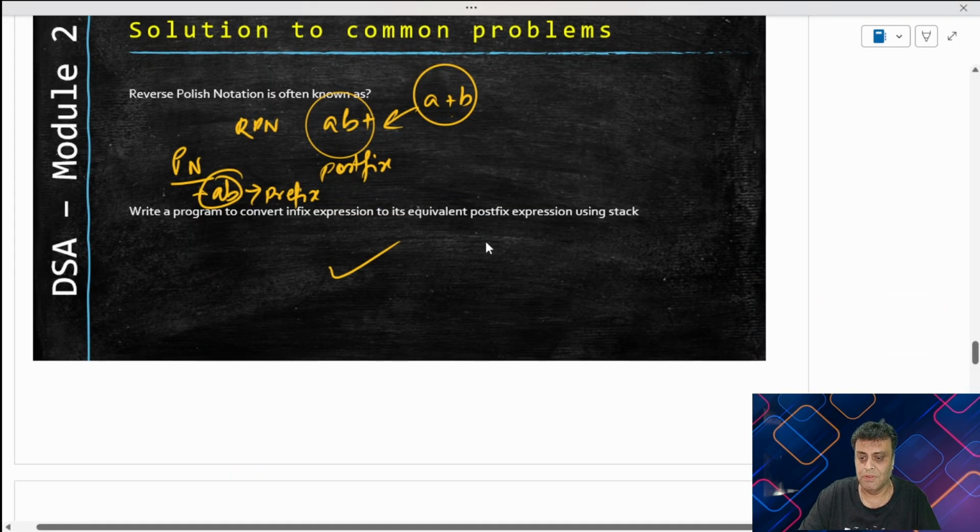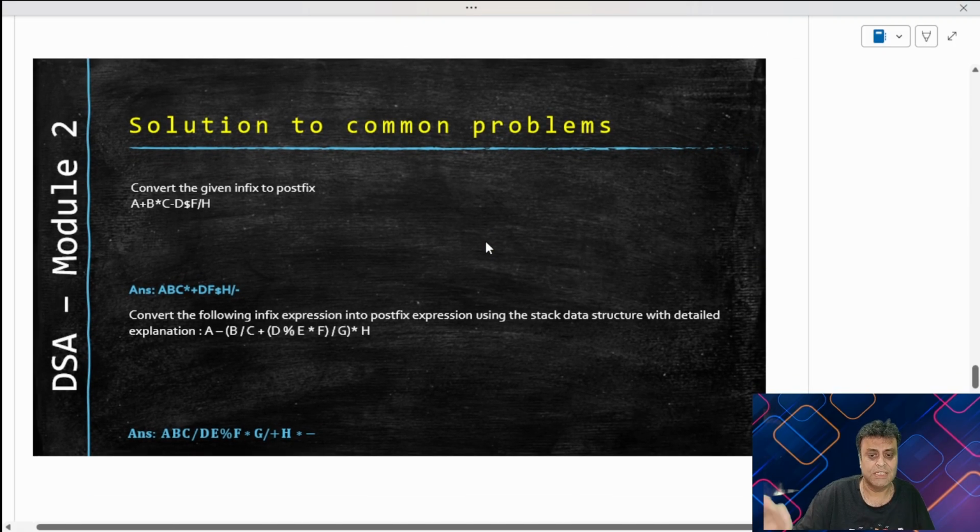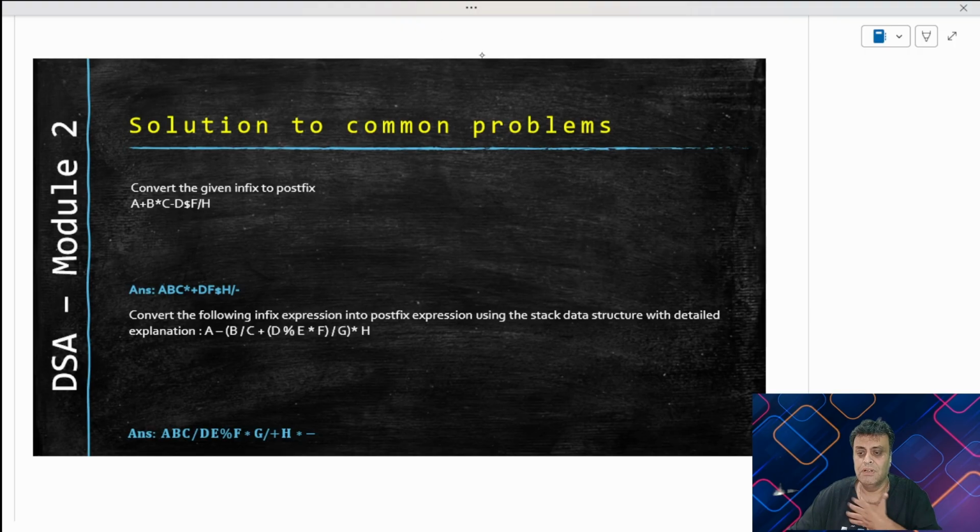Next, we will move on to the next one, which is convert the given infix to postfix. Let's attempt this conversion. I think that will be a better revision for all of you, right? So if I take a stack and I will take this expression infix to postfix, don't forget what the rules are. So the rules are that I will take the element, if it is an operand, I will take it directly to the output. If it is an operator, I will push it to the stack.